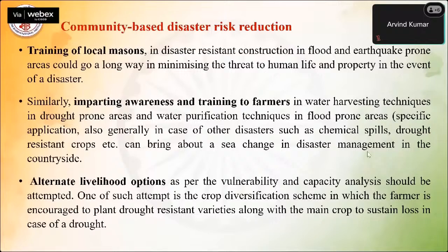Similarly, imparting awareness and training to farmers in water harvesting can help them in simple ways to manage flood situations. Or let us say water harvesting is slightly different, but it is very useful in drought conditions when there is water scarcity. And alternate livelihood options: suppose something happens and there are long-term repercussions, then the local community has to be trained on how to survive and lead a normal life by alternate methods.